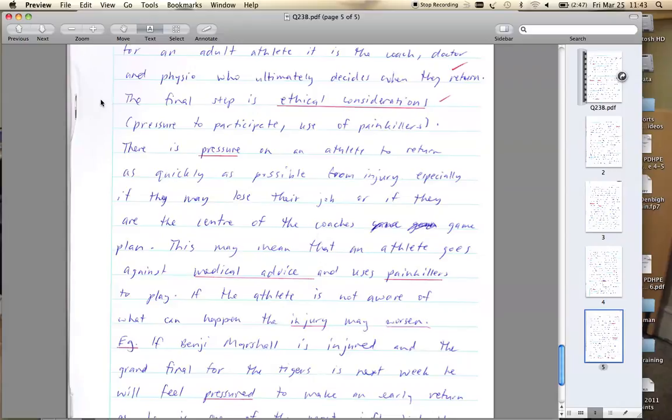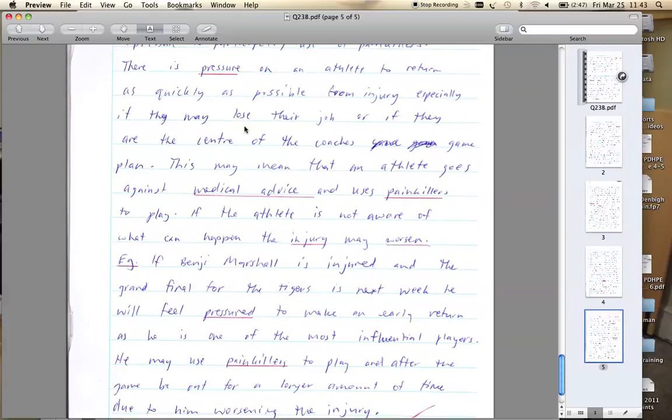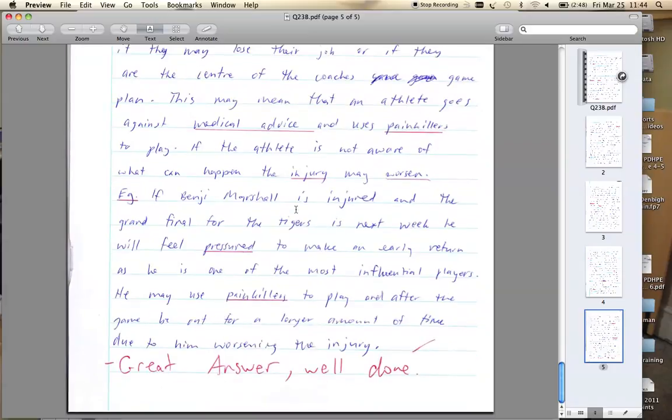And the last one here, point 6, is the ethical considerations. Again, he explains what it is, with an example about Benji Marshall. He explains where these ethical considerations relate in terms of their relationship to an athlete returning to play. Just as I said, he runs through them there and gives an example of Benji Marshall being pressured to play, maybe using painkillers and all that sort of thing. So that is a very, very good answer for question 23B.